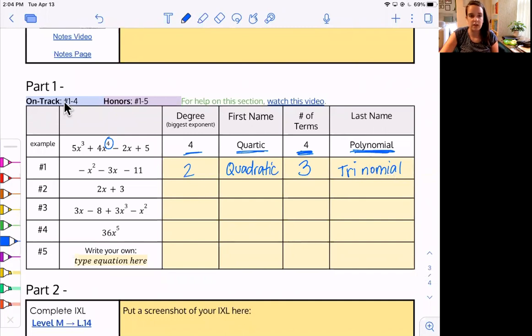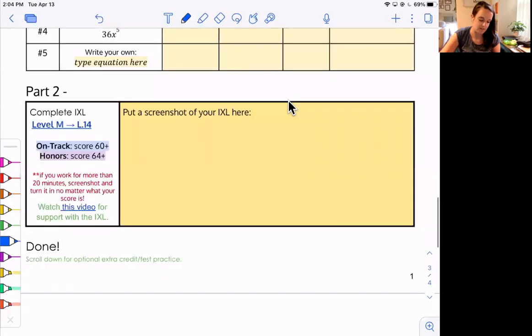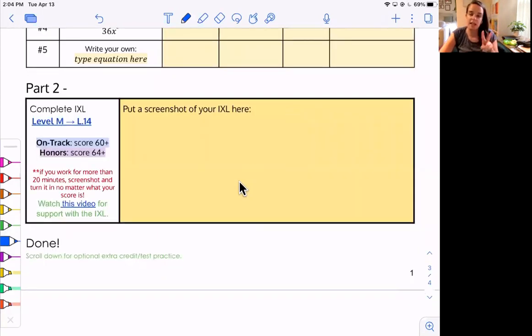So you're going to finish, if you are on track 1 through 4, just these ones. If you're 1 through 5, you're just going to make one additional one up. If you need any help, there is a video attached there. And then the second part, instead of a checkpoint today, you do have an IXL. And I know you're like, Miss, IXL, what? 1, I can give you your password if you need it. And 2, you're going to a very low score. So you're not going to your normal 75 or 90. You're only going to 60 or 64, depending.